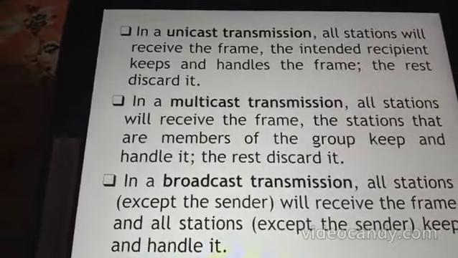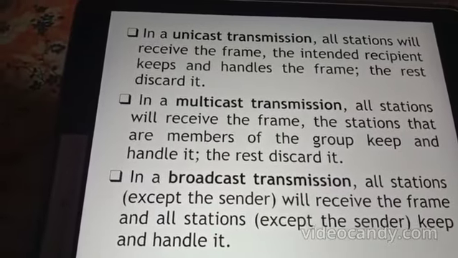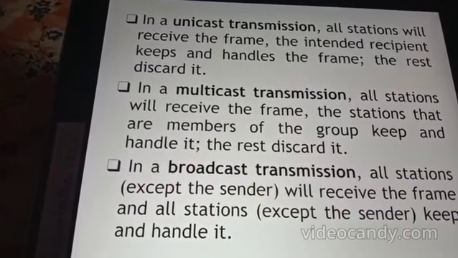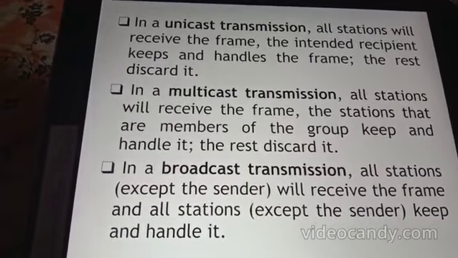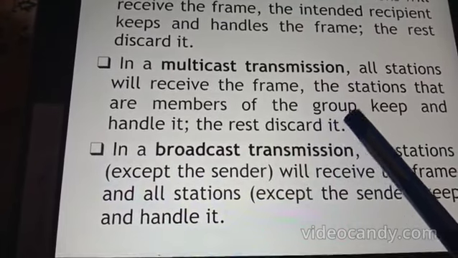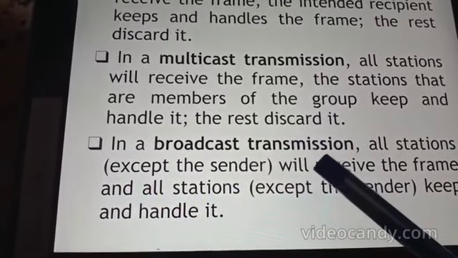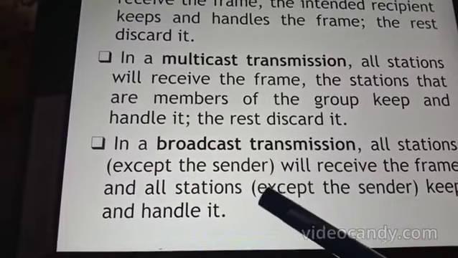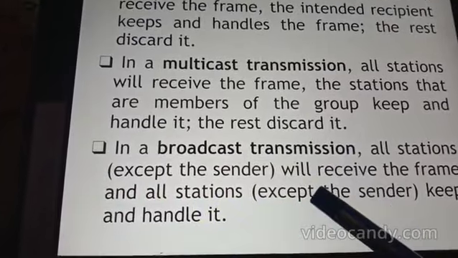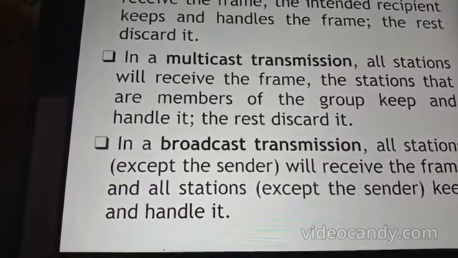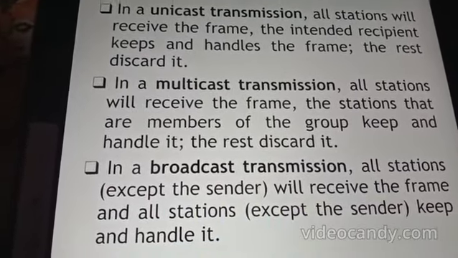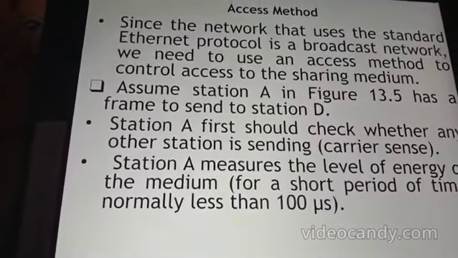In case of unicast transmission, all the stations will receive the frame, but only the intended recipient will keep it; others will discard the frame. In case of multicast transmission, all the stations will receive it, the stations that are members of the group keep it, and the remaining will discard. But in case of broadcast transmission, all others except the sender will receive it, and all stations keep it and handle it. So these are the different types of transmission: unicast transmission, multicast transmission, and broadcast transmission.